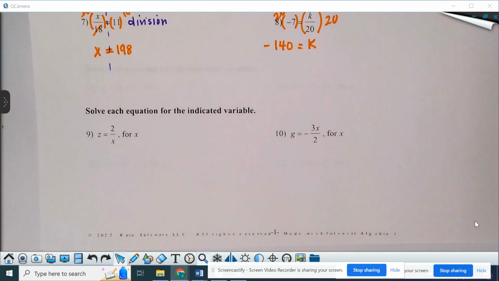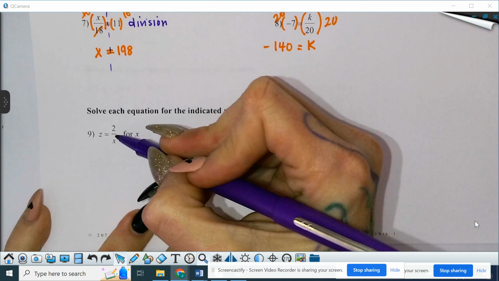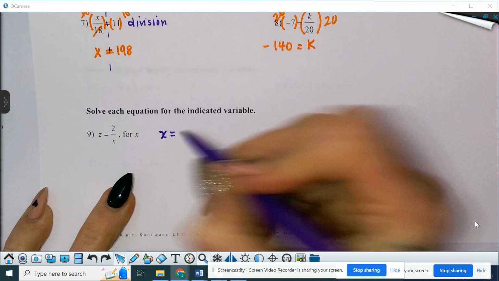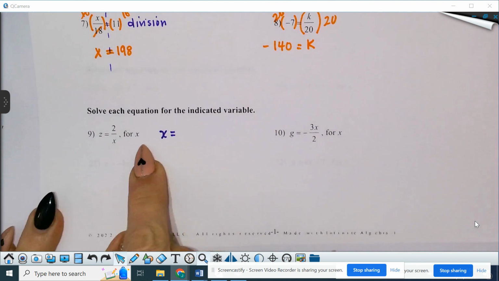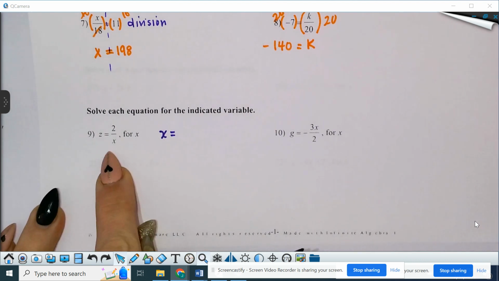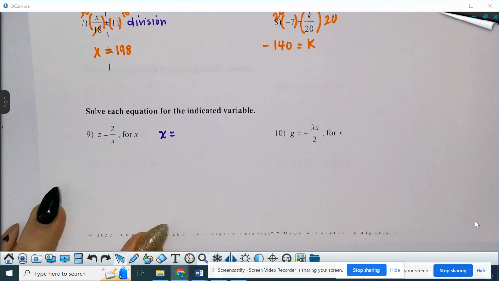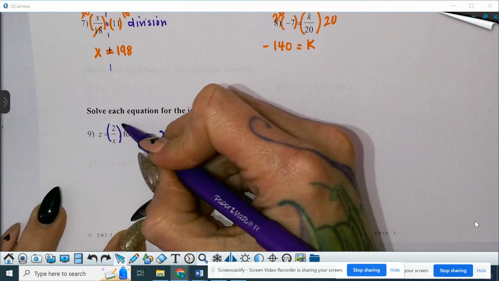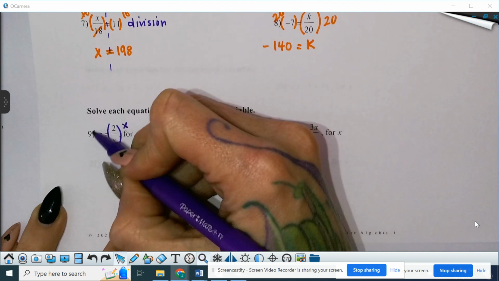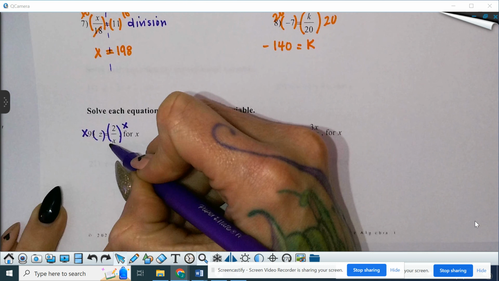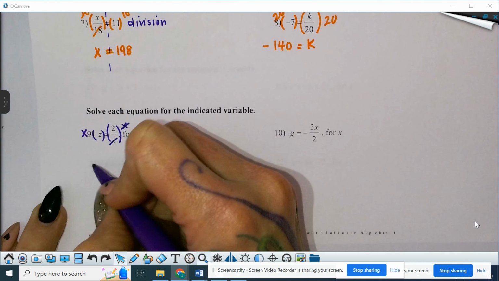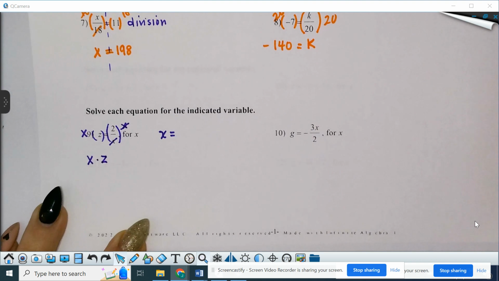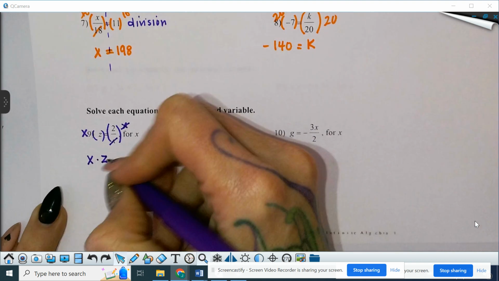So this is 2 divided by x. We want to end this equation with an x equals because that's what we're solving for. But since it's in the denominator, we can't get to x equals yet without getting it out of the denominator. So to do that, 2 divided by x, to get it out of the bottom, we're going to multiply both sides by x. This x goes away. X times z, can't make it any better because they're not like terms, equals 2.